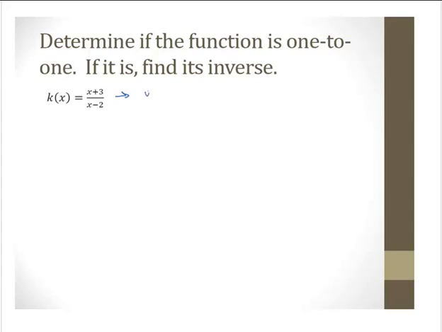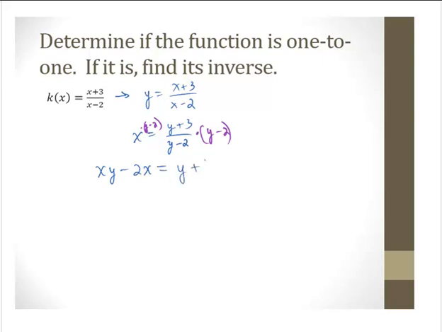So y equals x plus 3 over x minus 2. Let's invert the variables. x equals y plus 3 over y minus 2. Now to solve this, the first thing I'm going to do is get rid of that fraction. I'm going to multiply by y minus 2 on both sides. So I have x times y minus 2. That's xy minus 2x, and we have y plus 3 on the right-hand side.